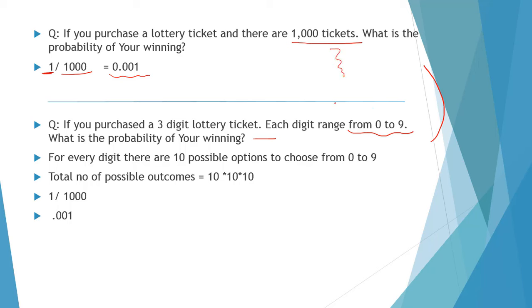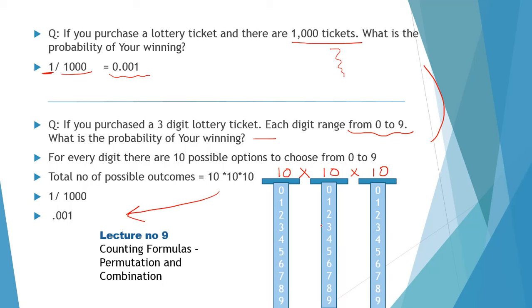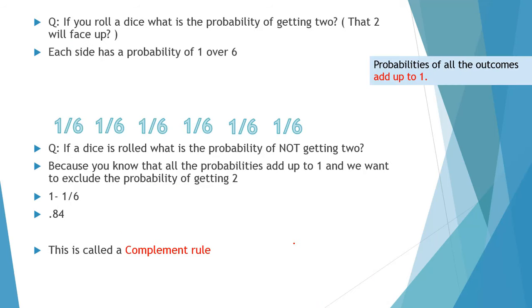In the previous question, total possible outcomes was given as 1000. But in this question, you have to figure out the total possible outcomes from the given information. For every digit, there are 10 possible options to choose from, 0 to 9. So 10 times 10 times 10, you have to count the total number of possible outcomes in this way and then solve the problem. Counting the number of outcomes is actually embedded in the probability concept. When we have a large number of possible outcomes, then we use some formulas. Our next lecture will be based on those formulas.